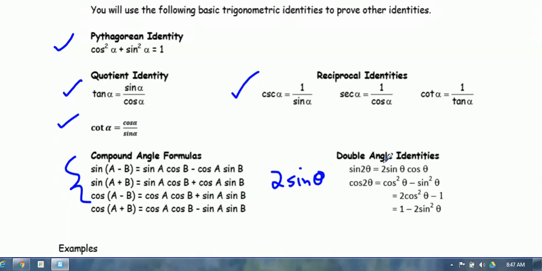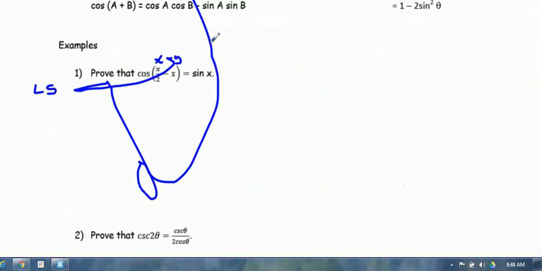So I would strongly suggest you have this one memorized. I would also strongly suggest that you have at least the very first one memorized, cos 2 theta equals cos squared theta minus sine squared theta. The reason is that this one is very close to this one. So you should be able to recognize that one has a plus, one has a minus. They equal, of course, very different things. So that one also should be on your radar. Okay, let's do a few examples.